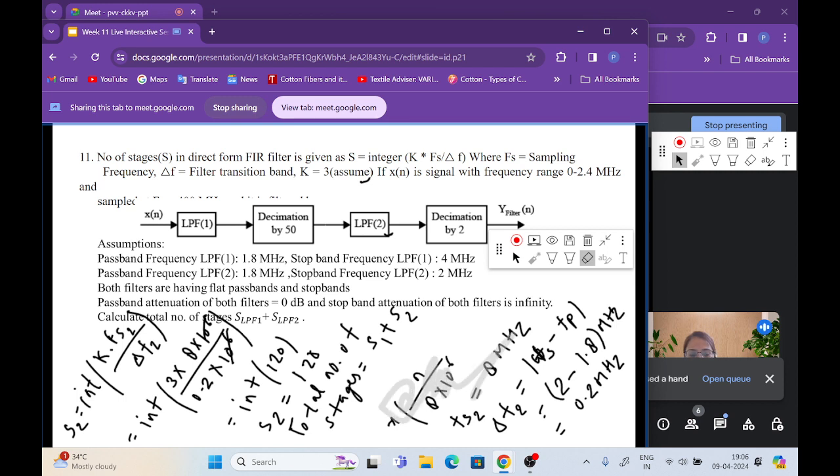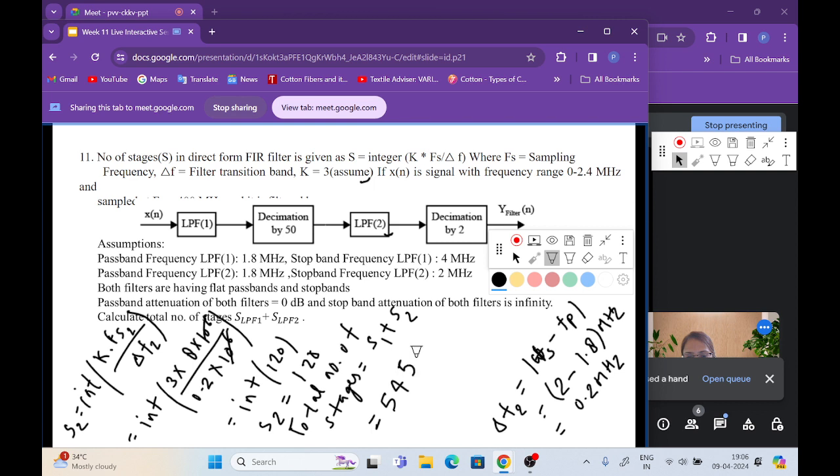So S1 we have got 545, and S2 we have calculated as 120. So the total number of stages is 665. Correct? So the total number of stages is 665.